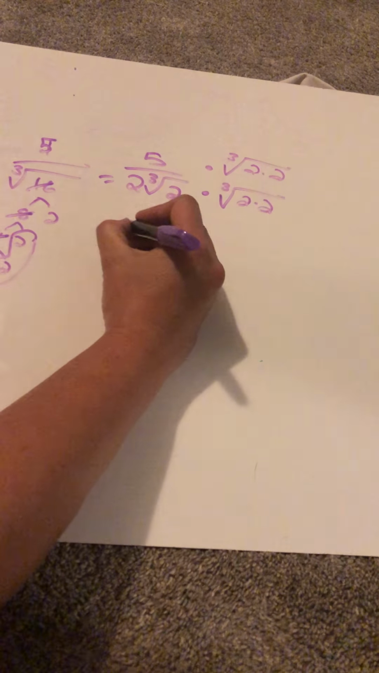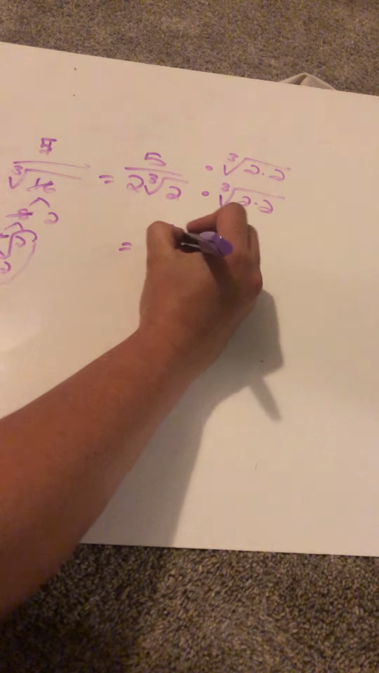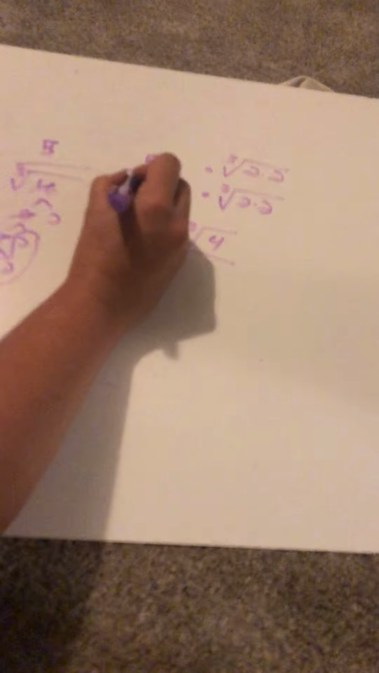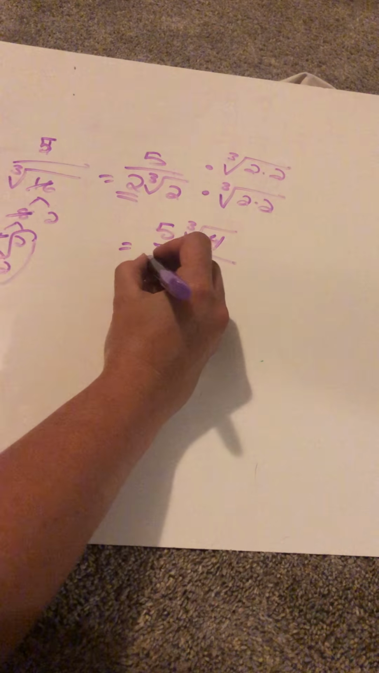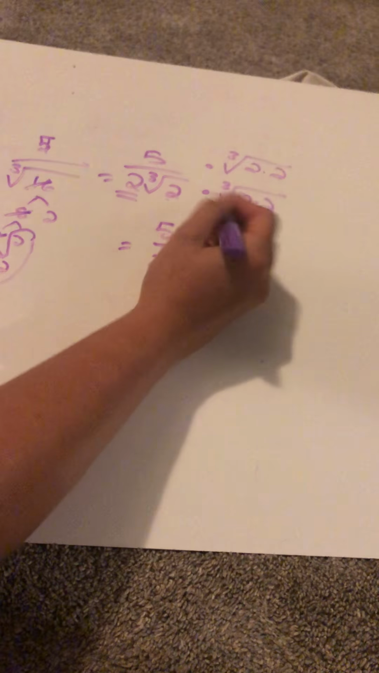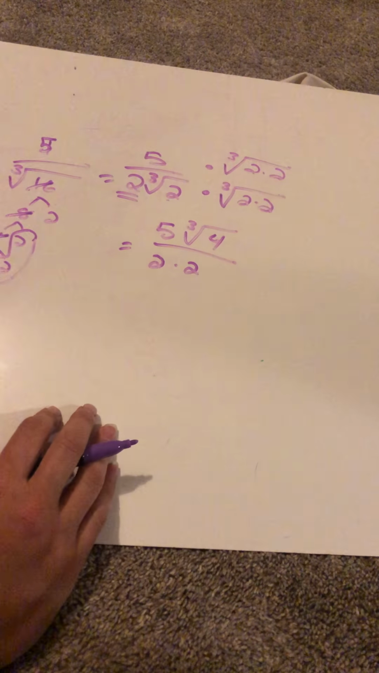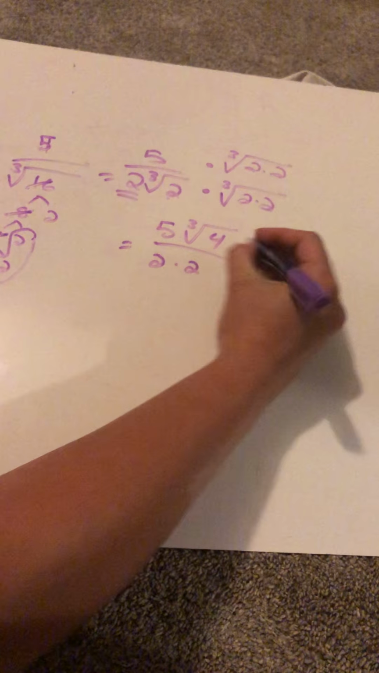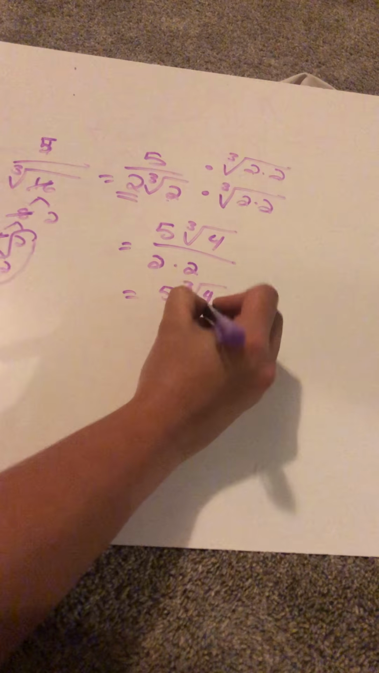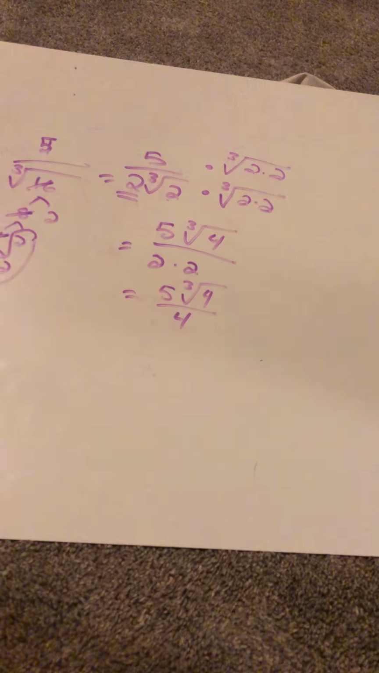So on top, I get 5 cubed root of 4, and on bottom you have this 2 that we already had times the cubed root of 2 times 2 times 2, which is going to be 2, right? Because that's a perfect group of 3 that I would take out of that cubed root. So final answer would be 5 cubed root 4 over 4. Okay, so that's kind of what that looks like when you're rationalizing.